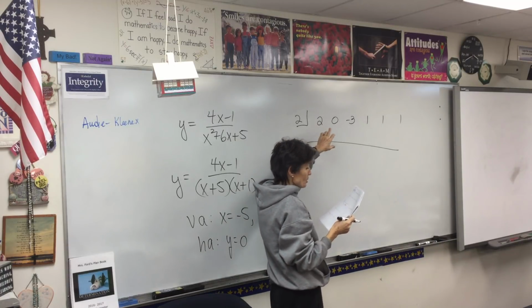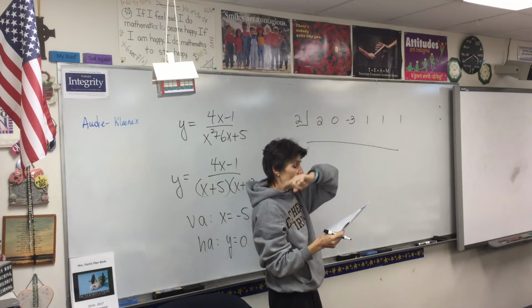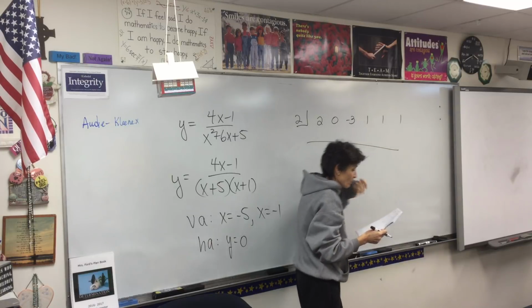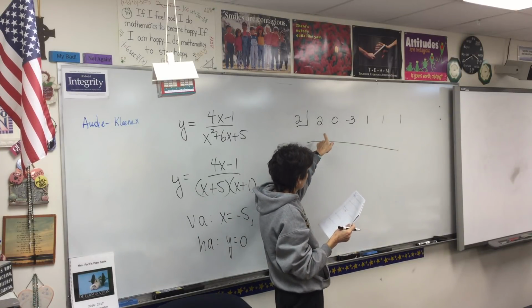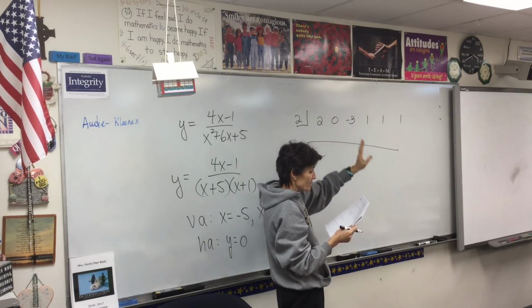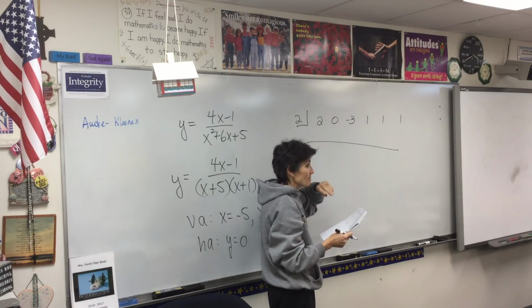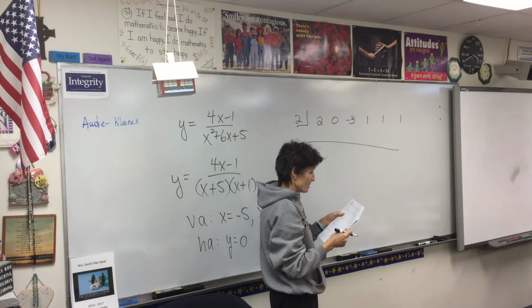But you have to pay attention when you go to write down your dividend. Those numbers are called the dividend. When you go to write that down, you got to make sure that every power is there. When you have one that's missing, you have to put in a 0.